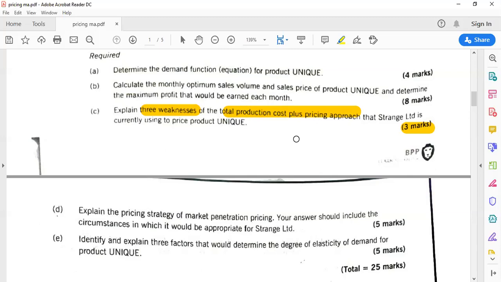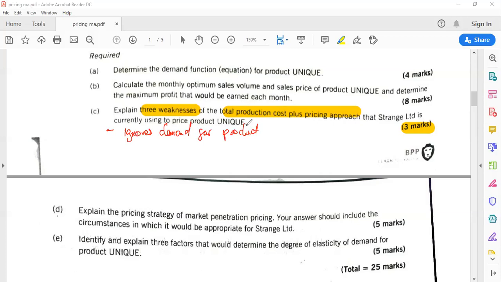So there are lots of weaknesses, but number one, we can talk about the total production cost plus pricing. This kind of approach has a number of weaknesses. So number one, it ignores the demand for the product. Have you seen? This one ignores demand. So weakness number one: it ignores demand for a product.